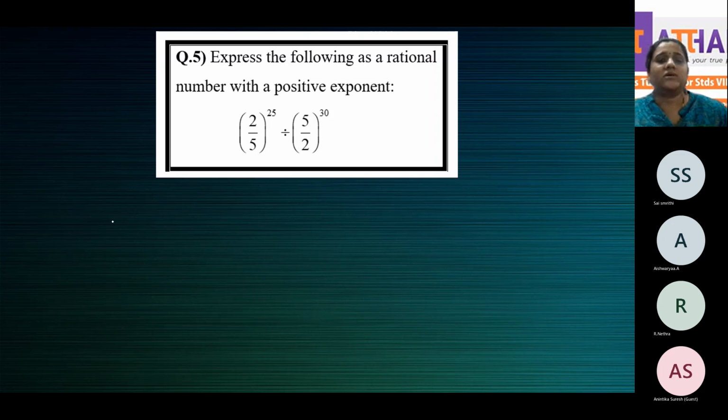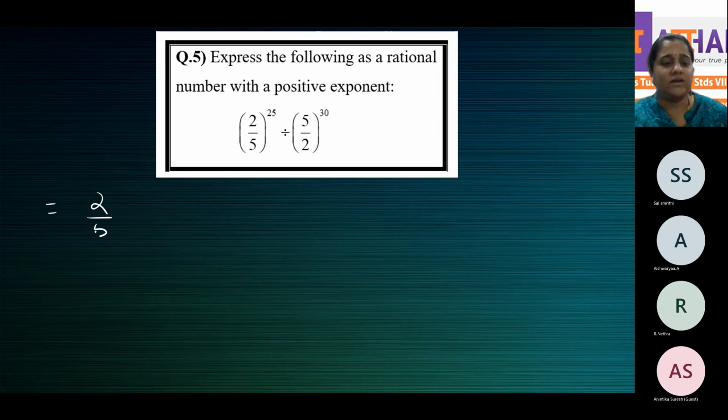Look at this one. Express the following as a rational number with a positive exponent. Okay, just simplify using whatever rule you know. The final answer should have a positive power. Even if it's negative, we know how to make it positive. So just work all of them. What do you think you can do with this?